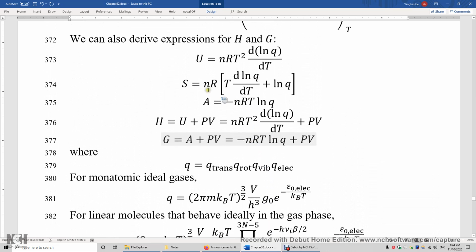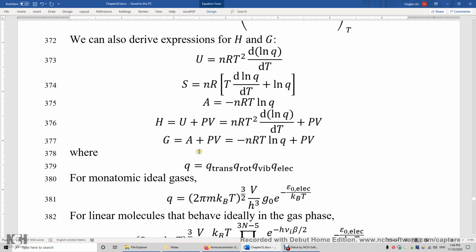So again, these 5 equations are general equations. You can use these 5 equations for all matter. It is just a bit more difficult to obtain the expression or value of Q for real gases, liquids, or solids. And finally, I want to mention this.